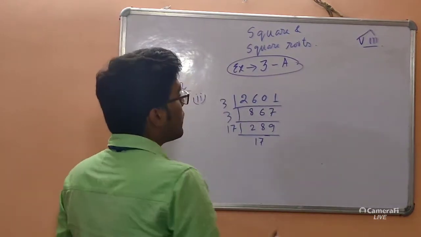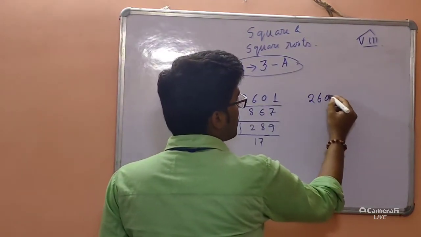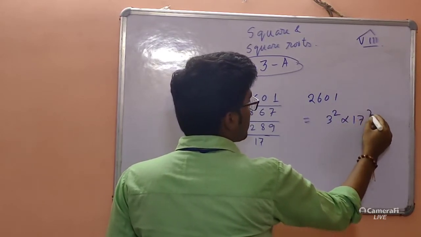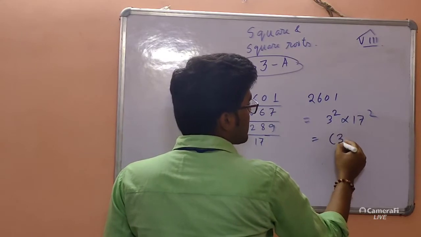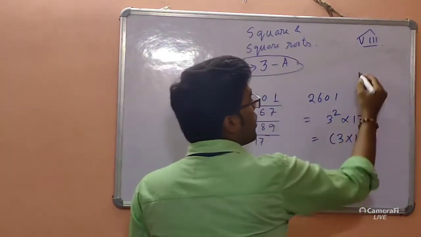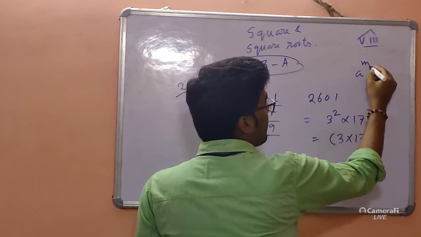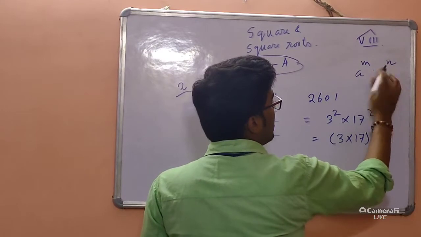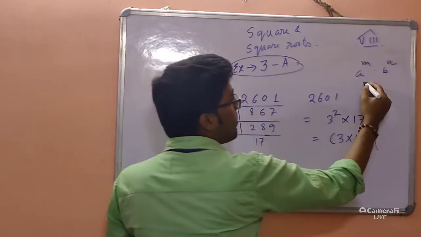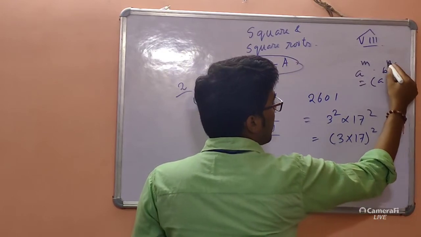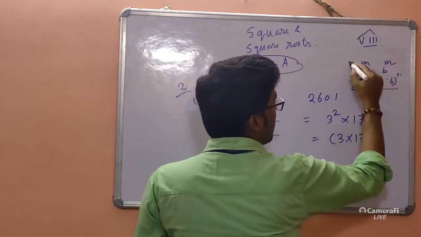So here it is. Therefore 2601, what can we write? 3 square into 17 square. Now this I can write as 3 into 17 whole square, as I have already explained, using the formula a to the power m into b to the power m will be a into b whole to the power m. This is the formula.